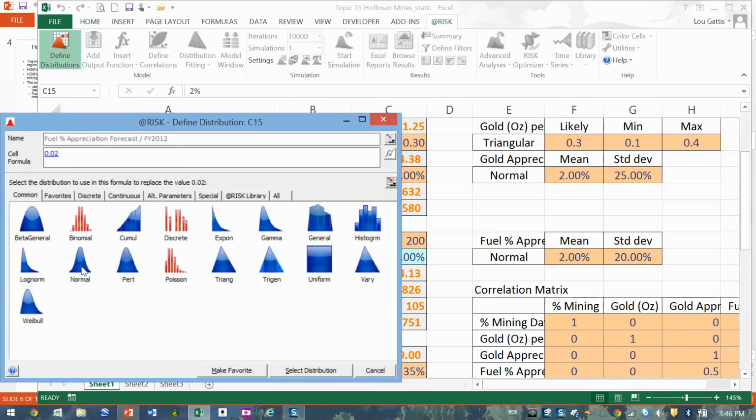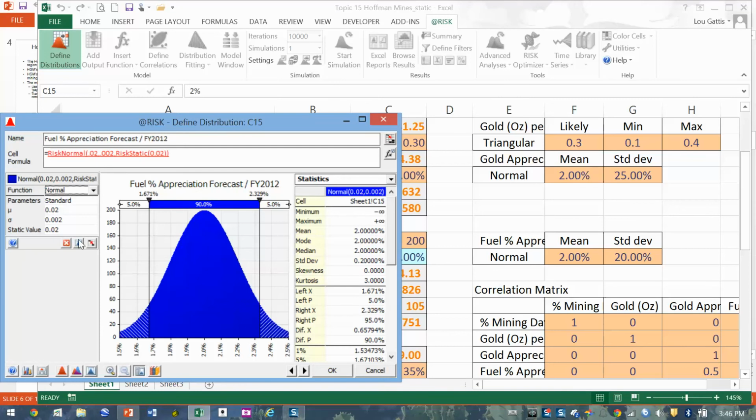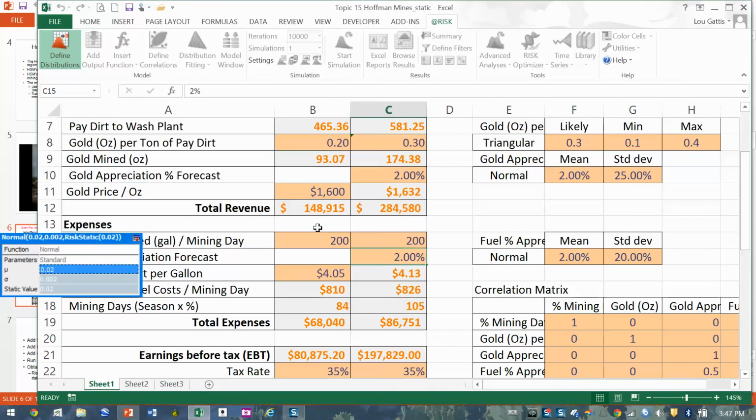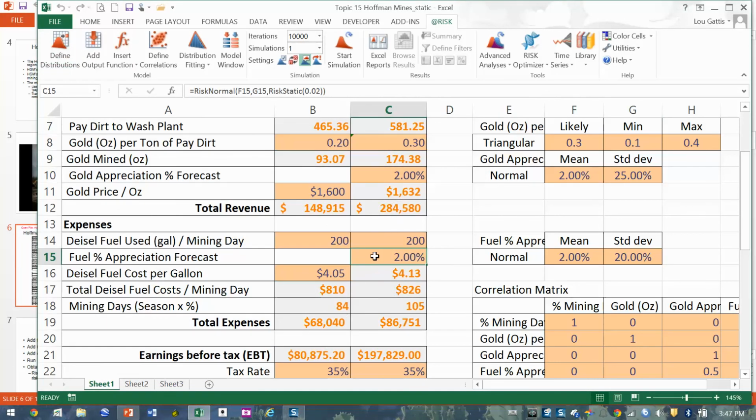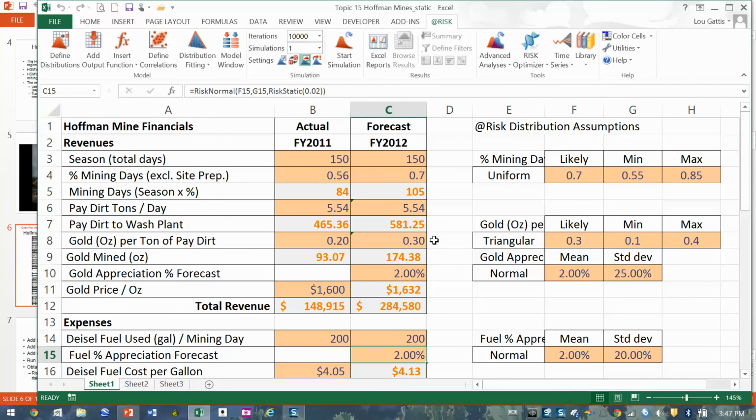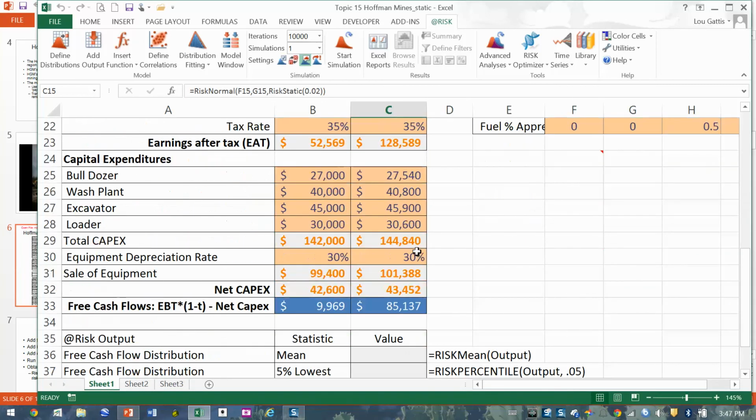Normal. And put in a mean and standard deviation. So now I have 4 stochastic variables. My output that I want to keep track of is the free cash flow. I'm going to add an output.